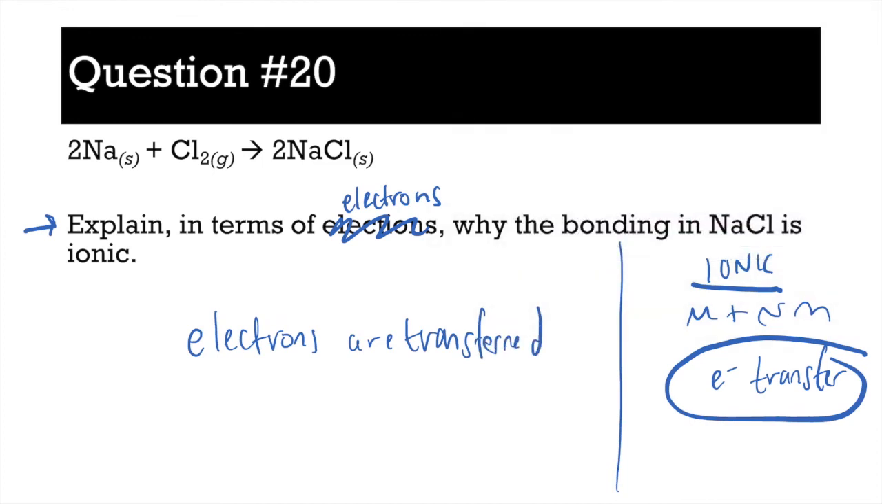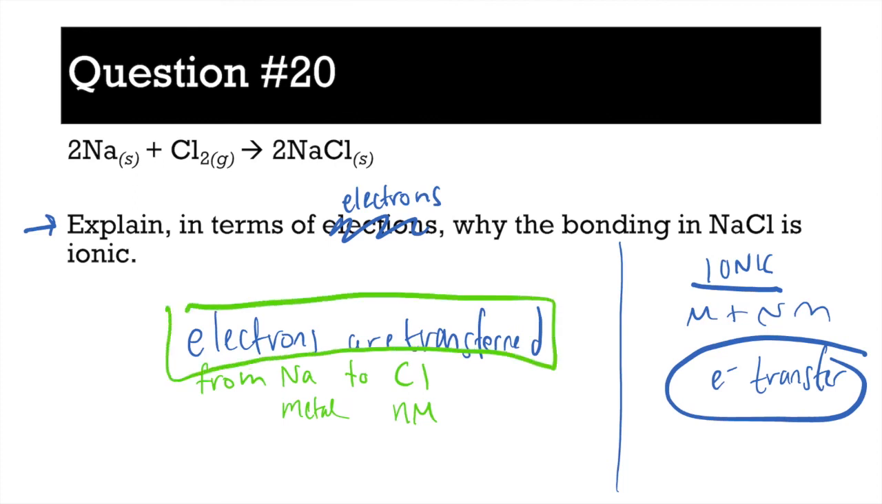That's all you need. If you wanted to continue and say electrons are transferred from Na to Cl, that is also correct. If you want to say from the metal to the nonmetal, that is also correct. But get in the habit of just saying your answer in the fewest amount of words. Leaving it like this is fine. When you start writing other words, you open up doors and opportunities to make a slight mistake. So if you made a mistake and said from Cl to Na, even though you wrote that, the whole answer would have to be marked wrong because you said wrong information. So just keep it simple. Use as few words as you can. Electrons are transferred. Done. That's it.